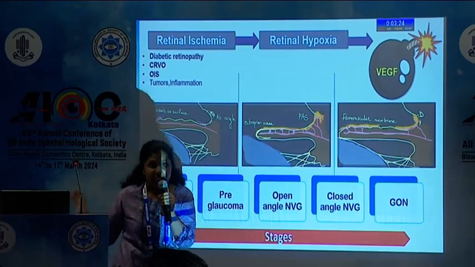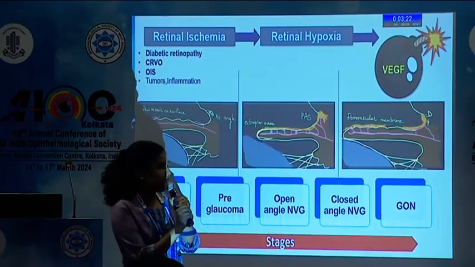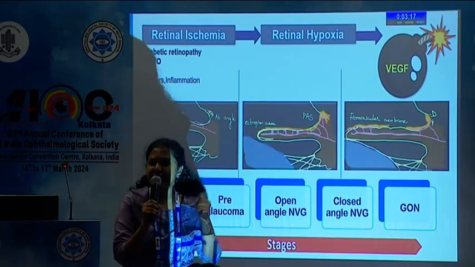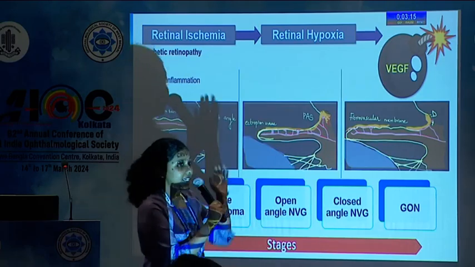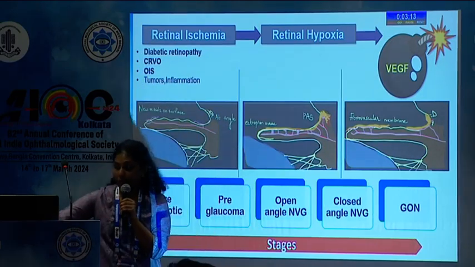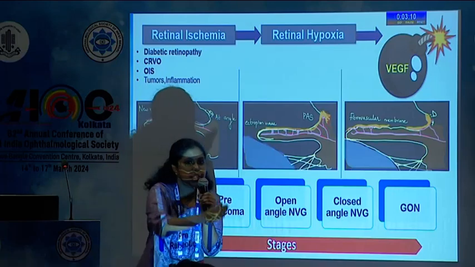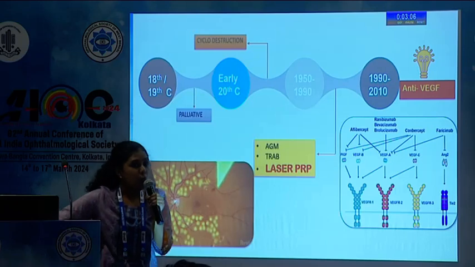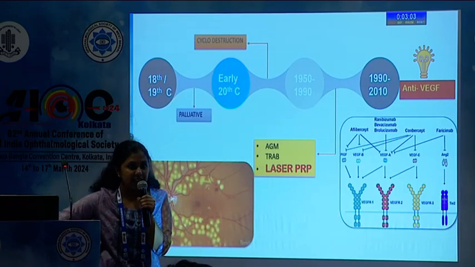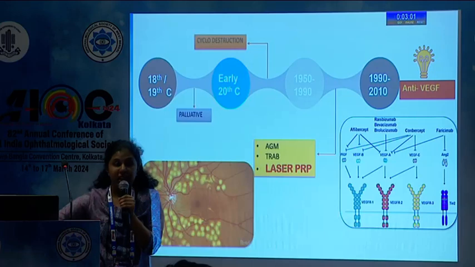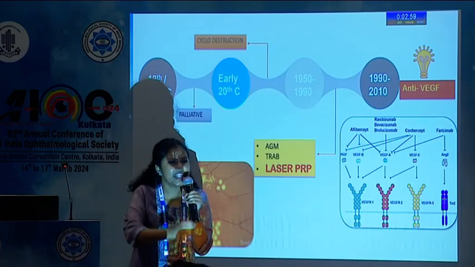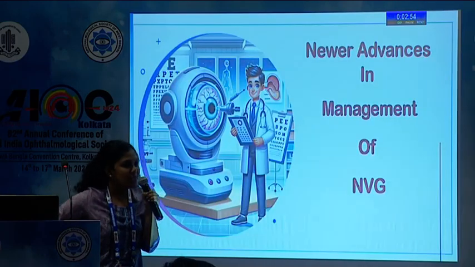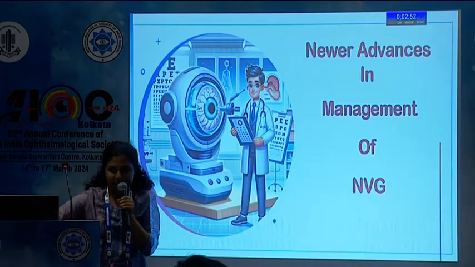In retinal hypoxia, vascular endothelial growth factors are released, causing new vessel formation over the iris and over the angle, increasing the intraocular pressure, and finally causing a synechial angle closure. So what will the treatment be? We have to treat both the retinal ischemia as well as the rise in IOP. Laser PRP was and still remains the fundamental treatment modality in NVG. After the introduction of anti-VEGFs, they revolutionized the treatment of NVG. As you might have guessed now, my topic is newer advances in the management of neovascular glaucoma.